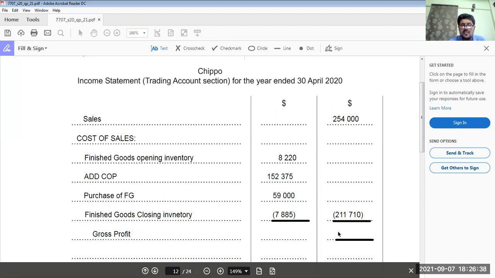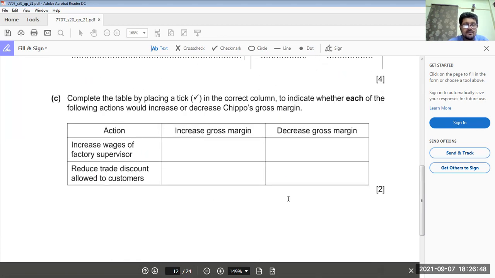How much? 254,000 minus 211,710, which is 42,290. Done. Now, the increase of the wage of the supervisor will increase cost, so it will decrease the profit. Reducing trade discount means it will increase the gross profit.